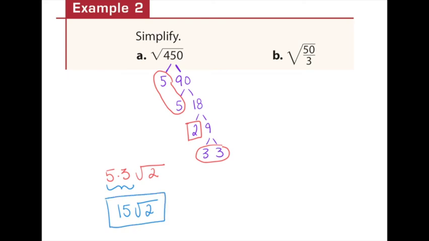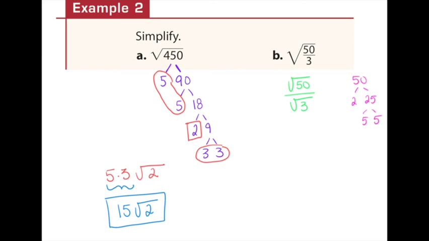All right. Let's look at the fraction. Fractions are actually handled the same way. You just do them individually. And so you can think of this fraction as the square root of 50 over the square root of 3. All right. And so I'm going to take them individually. I'm going to take that 50 and I'm going to do exactly what I did on the left-hand side there. I'm going to split it up.